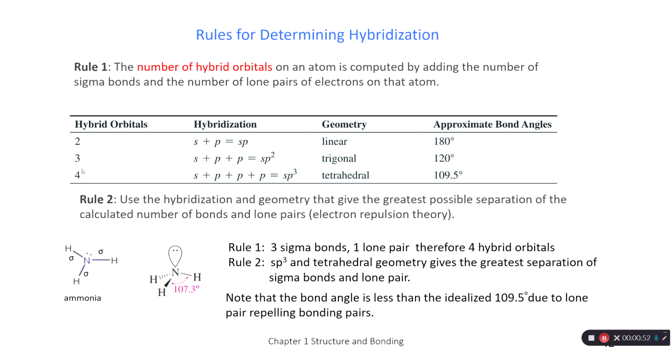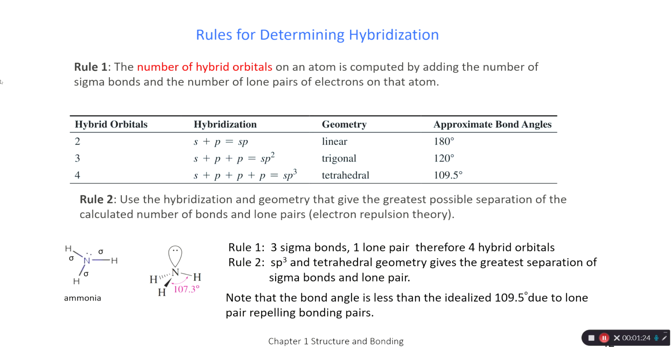Now, rule number 2 says that you want to use the hybridization and geometry that give the greatest possible separation of the calculated number of bonds and lone pairs. The idea behind this is related to electron repulsion theory, in that the energy of the system is minimized by maximizing the bond angle between both lone pairs and bonding pairs.